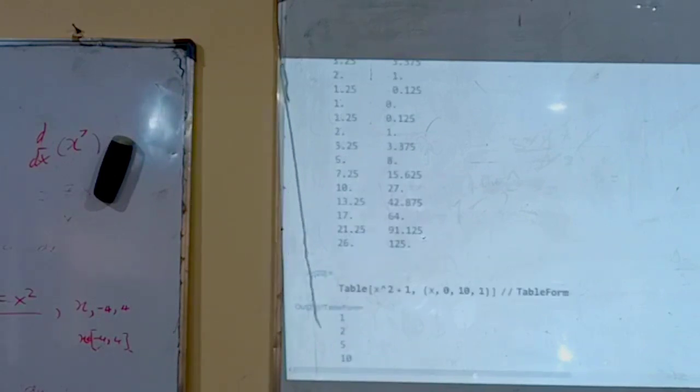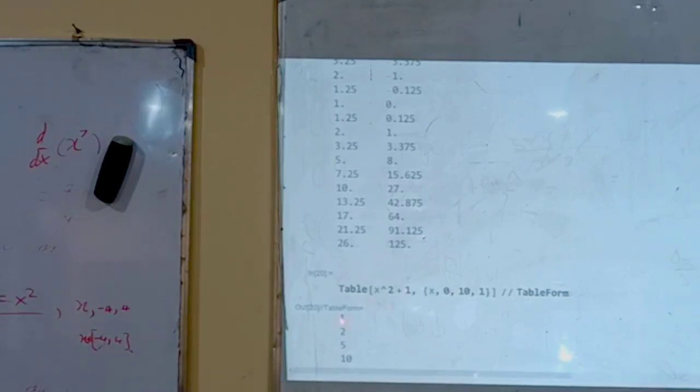Are you seeing? So, for example, when x is 0, the value will be 1. When x is 1, the value is 2. When x is 2, I have 4 plus 1. When x is 3, I have 9 plus 1. You see how it goes? So that is listing. So the rest, after that, I will save this document as PDF and give you.